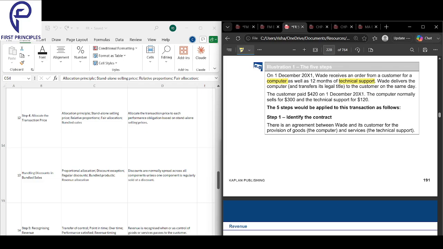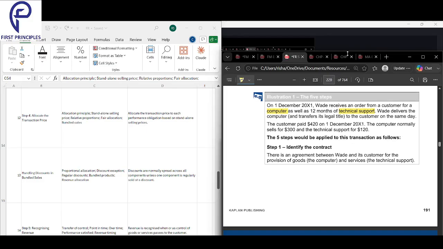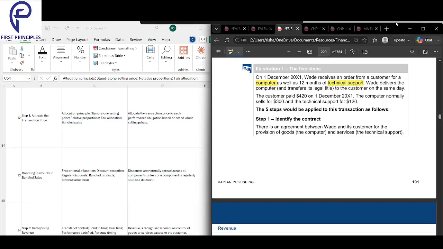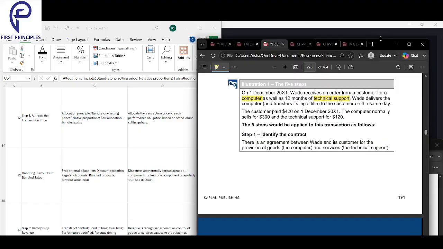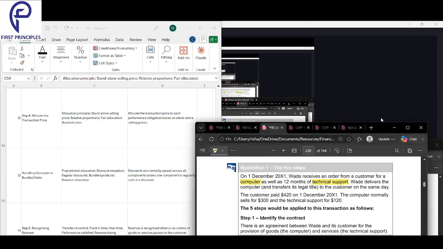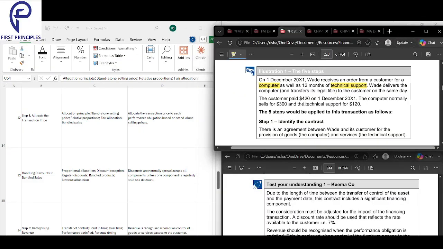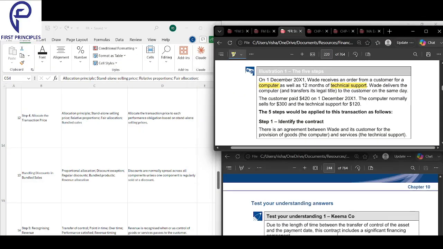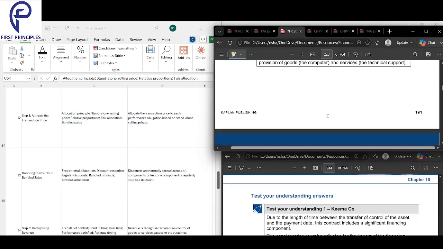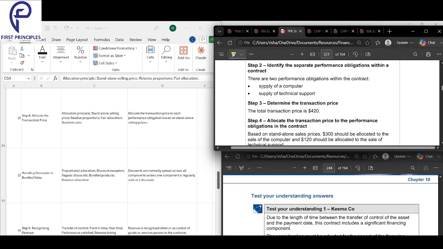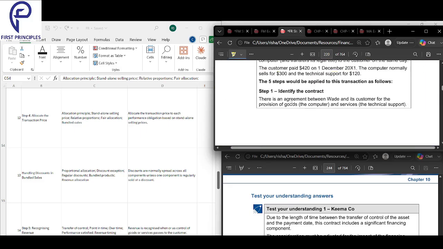There are two performance obligations: one is the technical support, one is the computer. So you see here as well, there are two performance obligations. This is the illustration. One is the computer, one is the technical support. This is step two done.